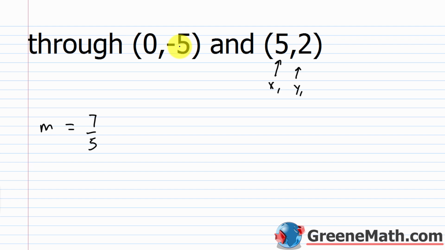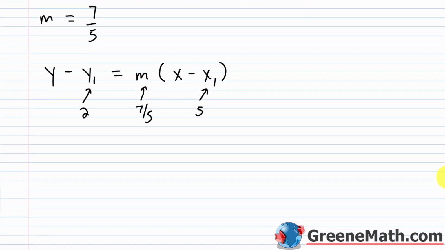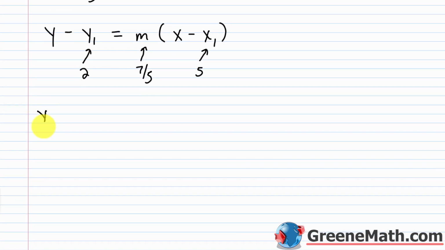So what we're going to do now is we have our slope and we have a given point. We're going to plug it into the point-slope form. So we have y minus y sub 1 is equal to m times the quantity x minus x sub 1. All right, so for y sub 1, we have a 2 that we're going to plug in. For x sub 1, we have a 5 that we're going to plug in. And for m, we have a 7/5 that we're going to plug in. Okay, so y minus 2 is equal to m, which is 7/5, times the quantity x minus 5.